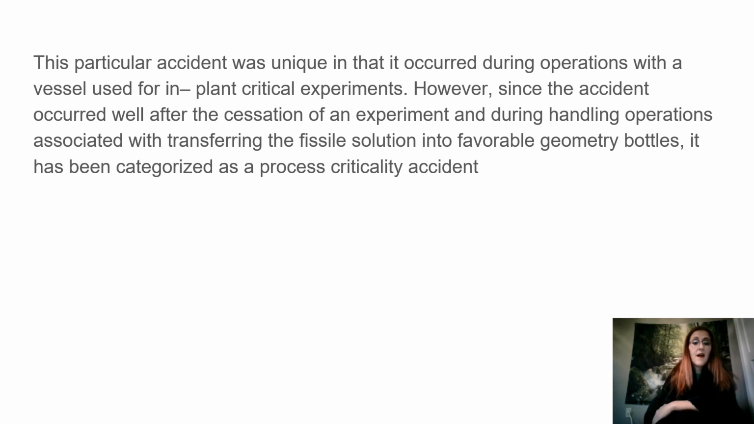This particular accident was unique in that it occurred during operations with a vessel used for in-plant critical experiments. However, since the accident occurred well after the cessation of an experiment and during handling operations associated with transferring the fissile solution into favorable geometry bottles, it has been categorized as a process criticality accident.